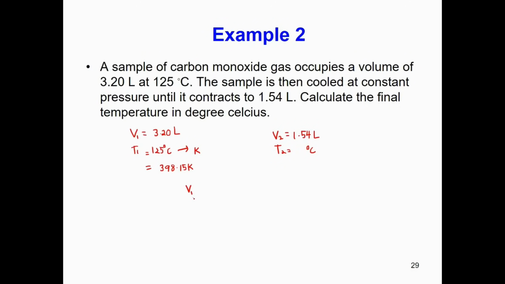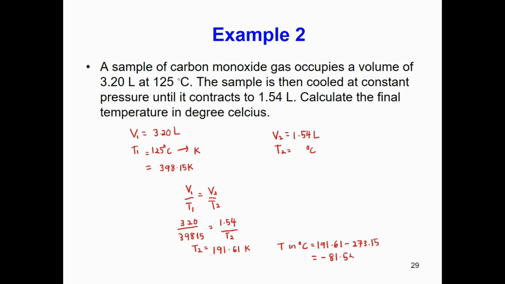So just insert into the formula V1 over T1 equals V2 over T2. So 3.20 over 398.15 equals 1.54 over T2. So we will get 191.61 Kelvin. To convert into degrees Celsius, just subtract 273.15. So you will get negative 81.54 degrees Celsius.